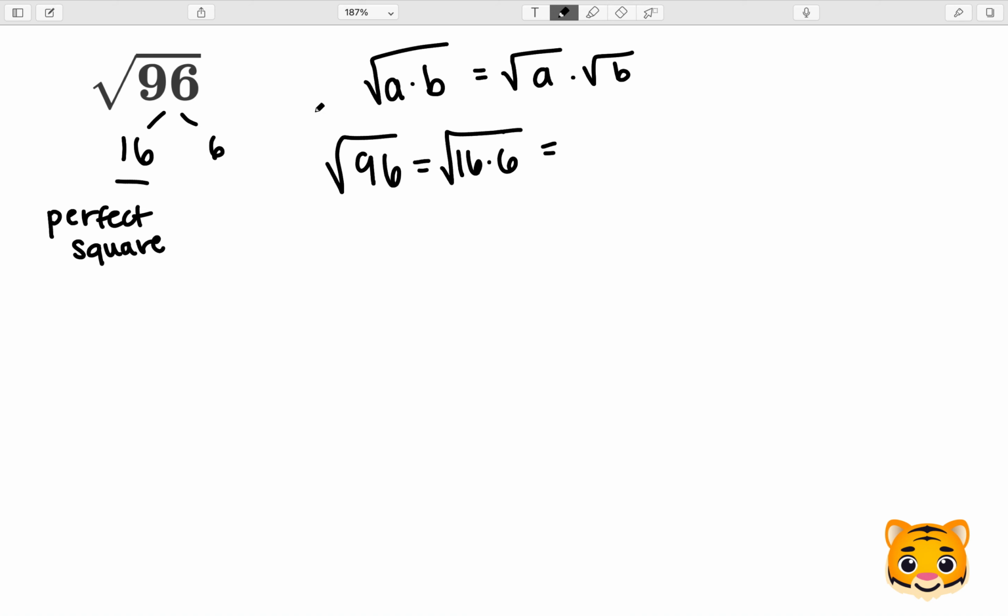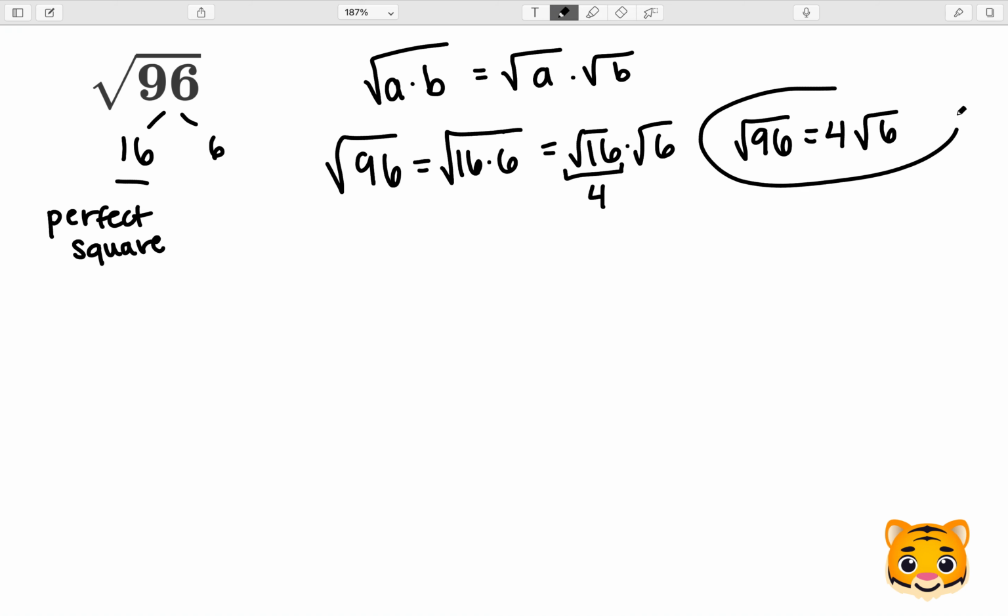Using the math rule we previously established, we can now separate out this square root into two individual square roots of the square root of 16 times the square root of 6. Now, because 4 times 4 gives us 16, we know that the square root of 16 equals 4. Therefore, we can rewrite the square root of 96 as 4 times the square root of 6. This is our simplified square root.